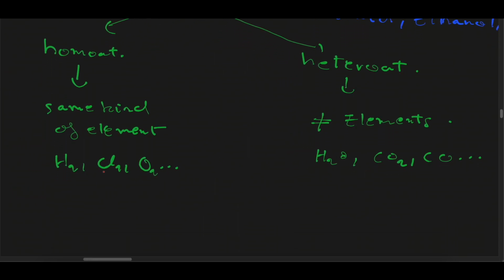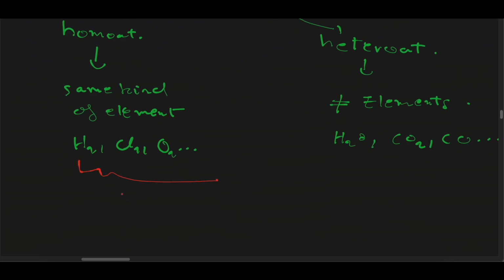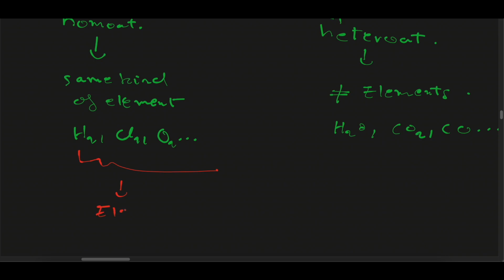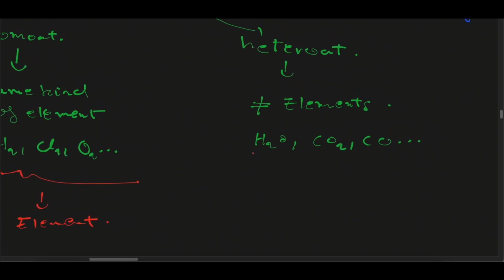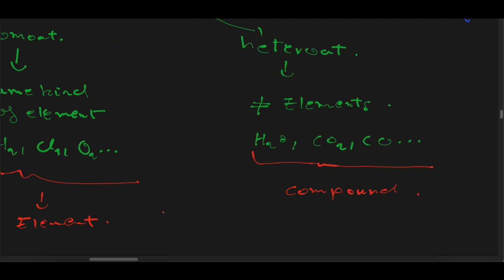And when we have one type of element in a molecule, we can say that this molecule is an element. So we have a pure substance that is an element. And when we have a molecule composed of different types of elements, we can say that this pure substance is a compound or a molecular compound. And also a molecule can be either a diatomic molecule or a polyatomic molecule.